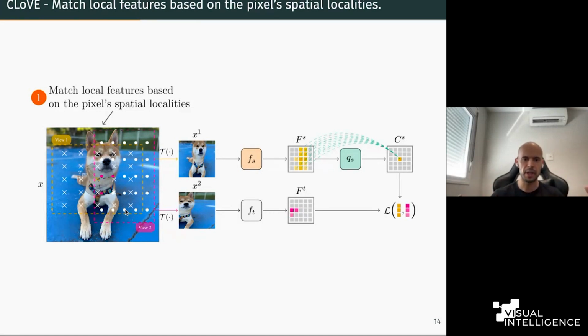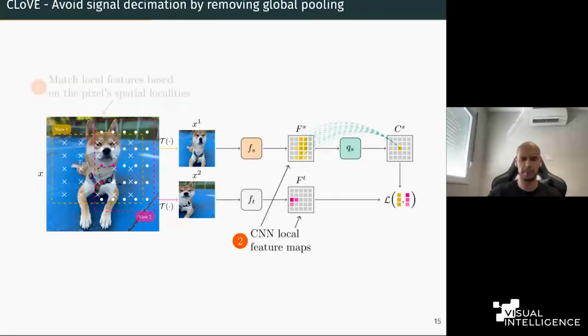And these crops usually have an intersection region. So we basically want to know, for example, the pixel close to the eye of the dog in view one, where it is in view two. So we want this mapping basically. And that's clearly because here we used convolutional neural networks by the time.